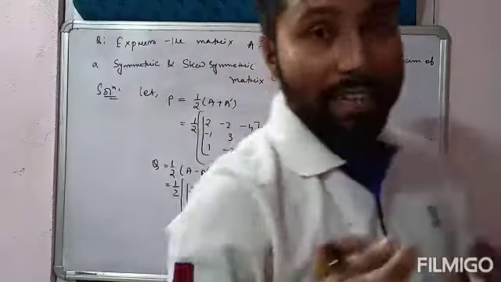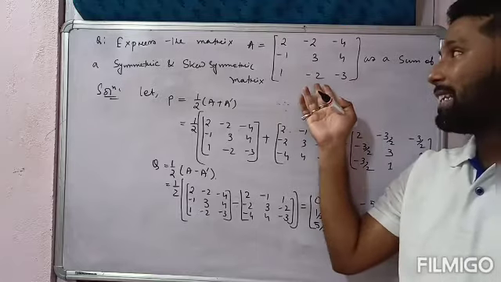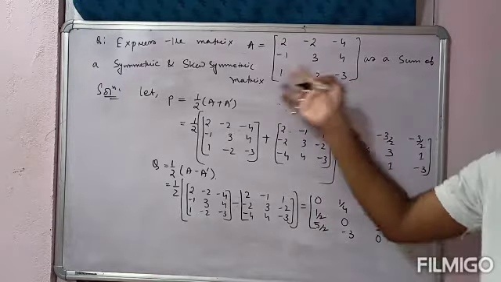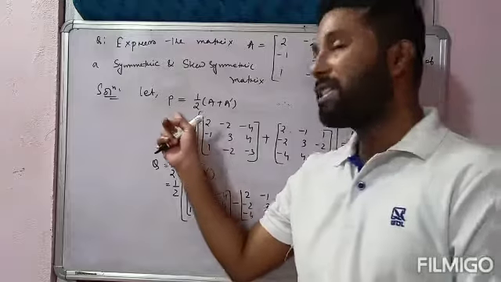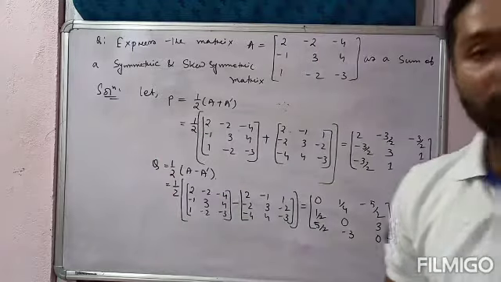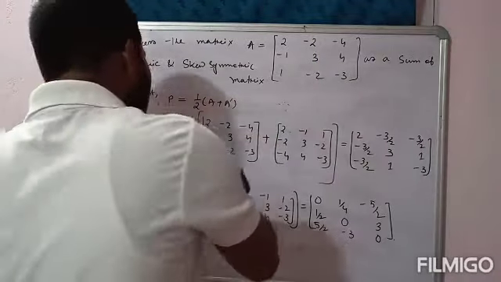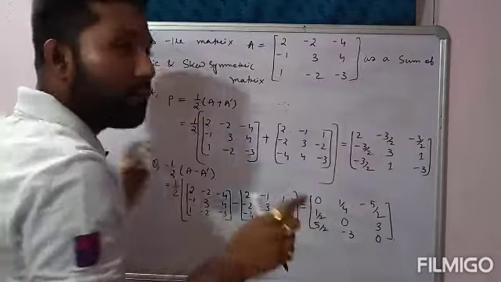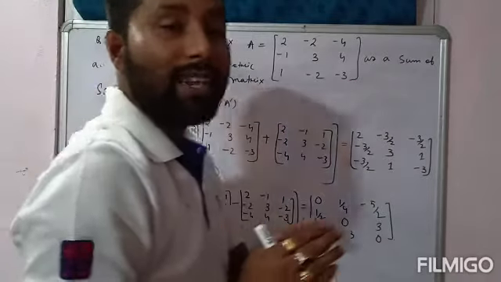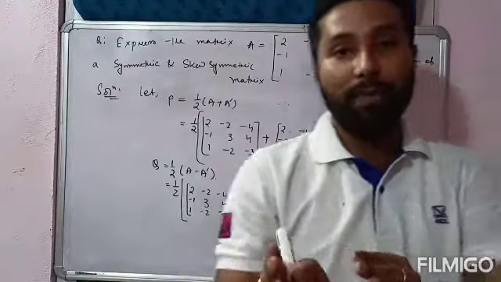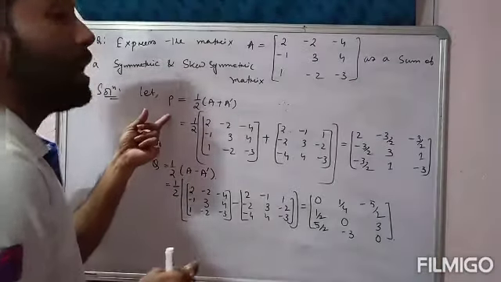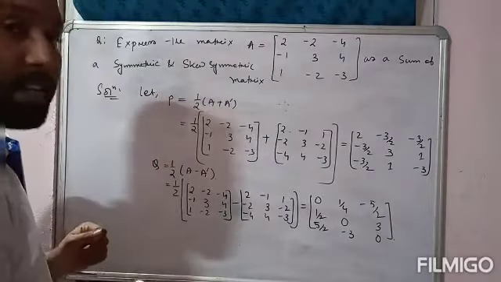You have to express the matrix as a sum of a symmetric and skew symmetric matrix. So symmetric means P and skew symmetric means Q. If I add these two matrices, sum means what? You have to add the two parts, symmetric and skew symmetric. Here P is symmetric and Q is skew symmetric.